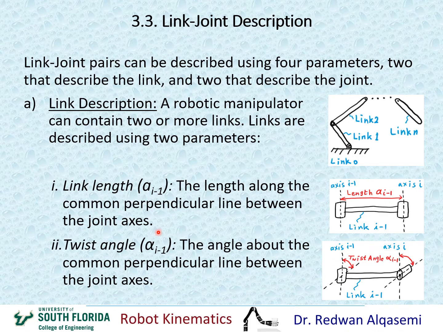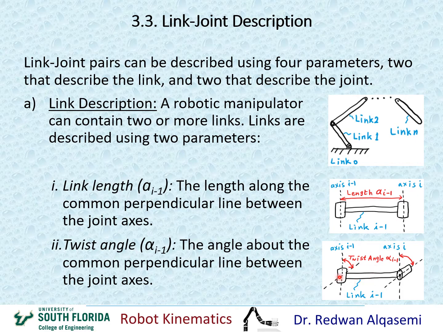The second parameter is called the twist angle, or alpha. Again, the index i-1 indicates that this alpha describes the parameter for link i-1 that you see here. The definition of the twist angle is the angle about the common perpendicular line between joint axes. This figure is similar to the last one, except that we twisted one end of the link. Think of it as rigid twisting: you have to put this on a machine and twist it.